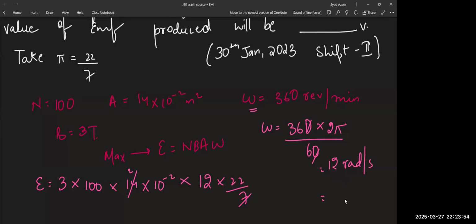Yeah, right. Correct answer. 1584 volt. Right. Please write this.